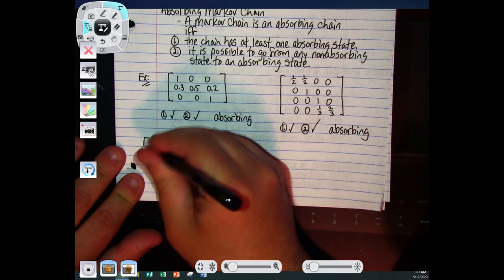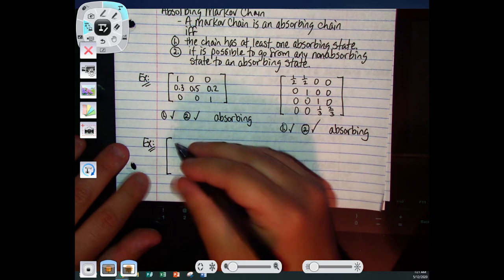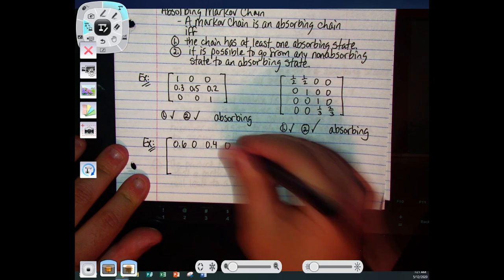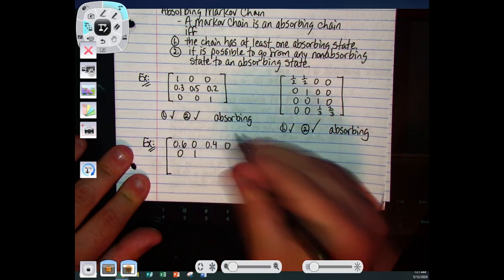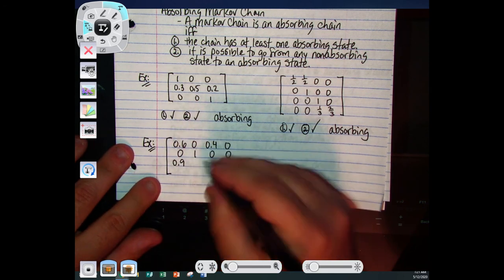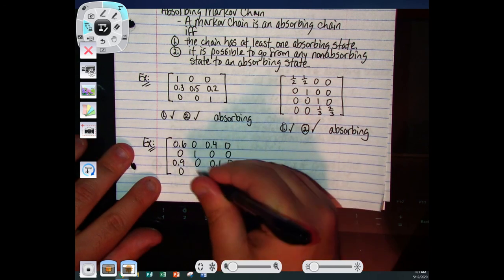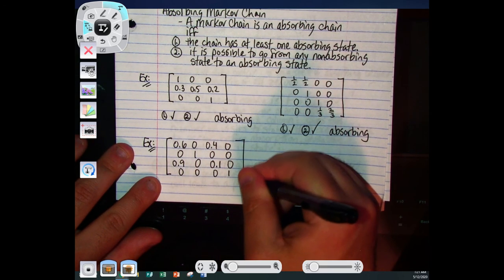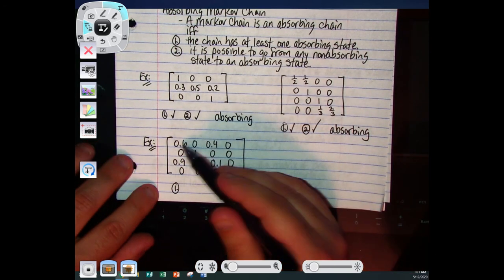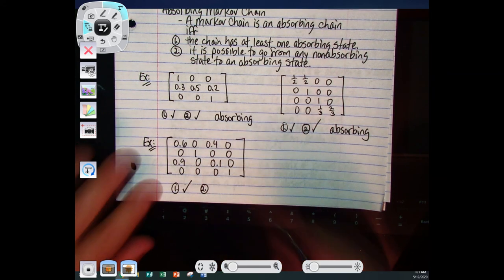So in our next example, again, it's going to be a 4 by 4. So you're going to be given 0.6, 0, 0.4, 0, 0.1, 0, 0, 0.9, 0.1, 0, 0, 0, 0, 0, 0, 1. Okay. So I check number 1. Do I have at least one absorbing state? Yeah, we've got 2. States 2 and 4 are absorbing. So that's a check.